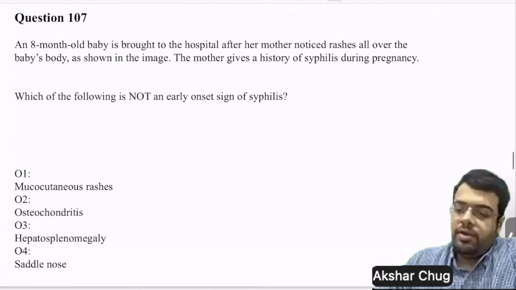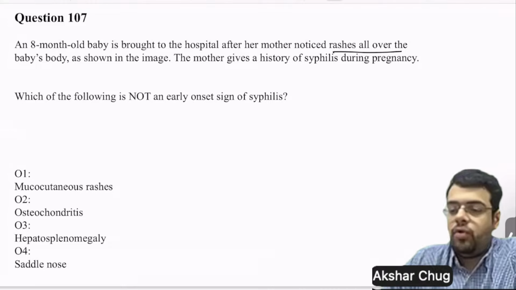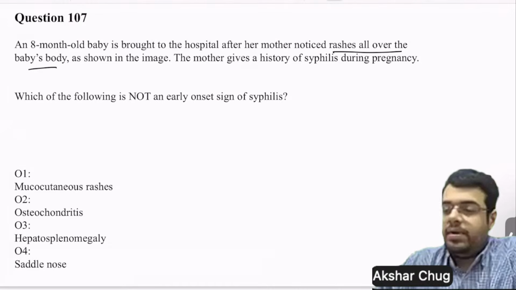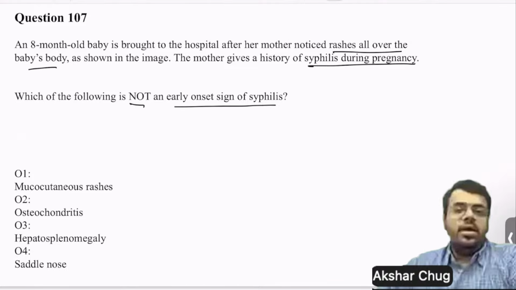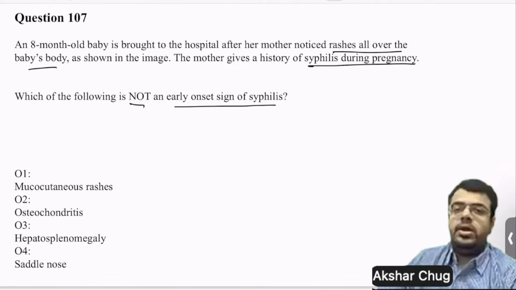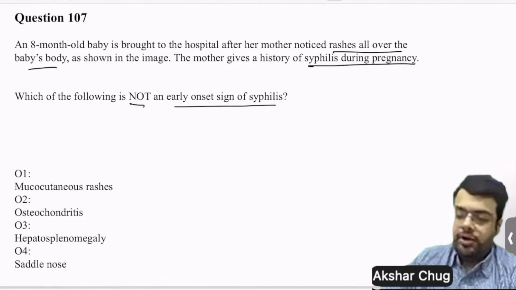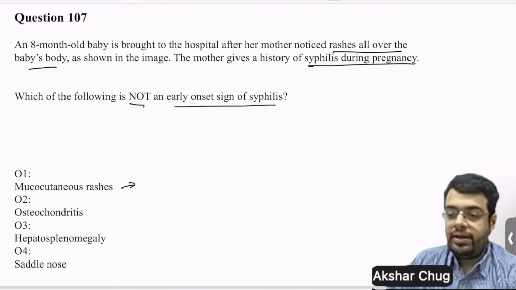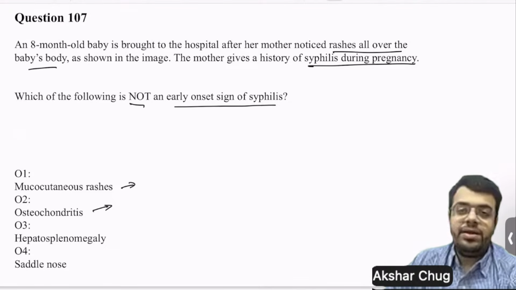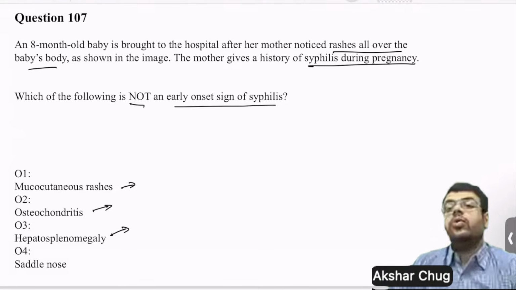Question 107. An 8-month-old baby is brought to the hospital after the mother noticed a rash all over the baby's body. The mother gives a history of syphilis during the pregnancy. Which of the following is not an early sign of syphilis? Now, even if you don't know this question, you could just apply logic to rule out the options. Mucocutaneous rash could be immediate and an early sign. Osteochondritis, again, is inflammation and could be an early sign. Hepatosplenomegaly also could be an early presentation.